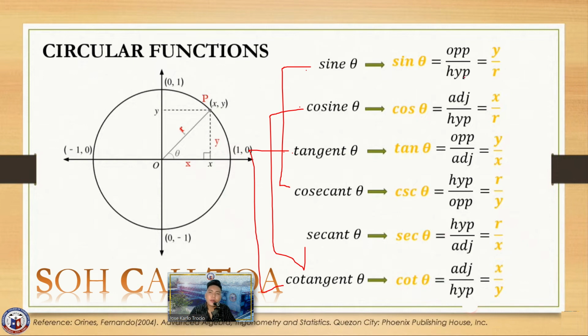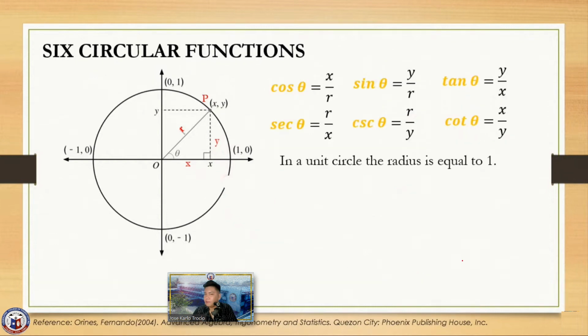Opposite over hypotenuse. It is now the reciprocal: hypotenuse over the opposite. How about cosine? Adjacent over hypotenuse. It becomes hypotenuse over adjacent. The same also with their values, it changes. And the tangent, opposite over adjacent, the reciprocal is cotangent. Try to take note of all of these.